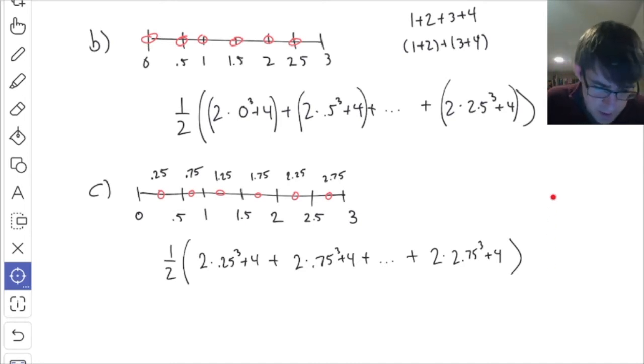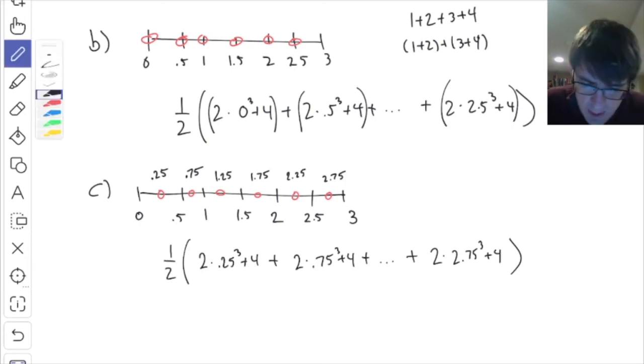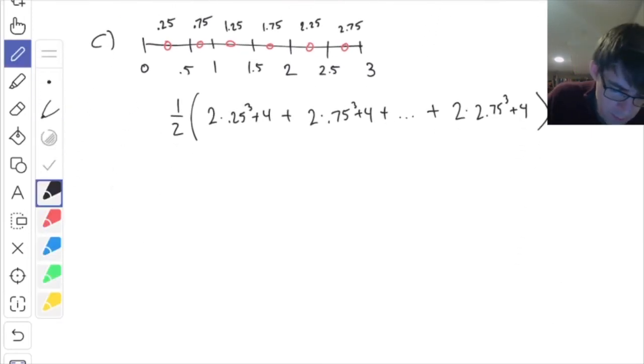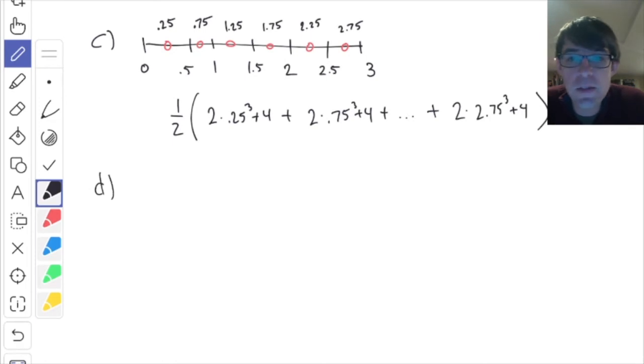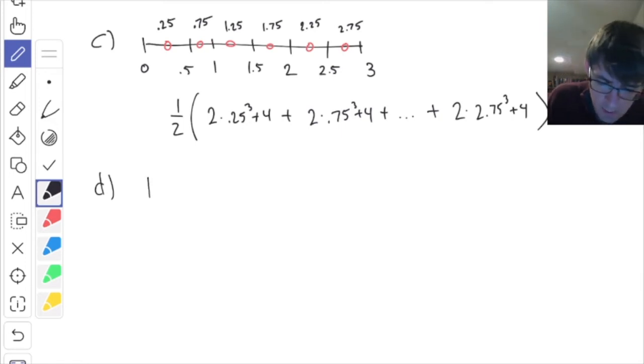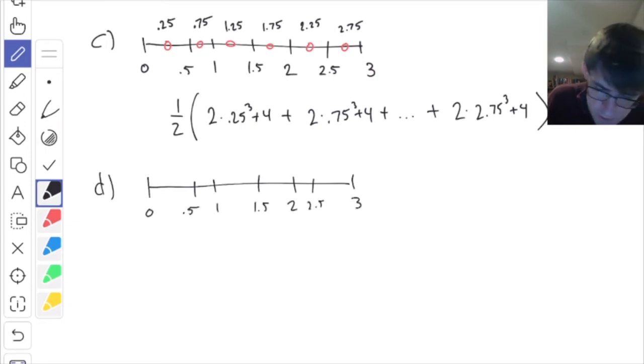Part D and E are slightly fancier ways to estimate the area under the curve, although you'll see it's not harder to do in your particular example. They are just theoretically fancier methods. So we are using the same interval, 0, 0.5, 1, 1.5, 2, 2.5, 3. Part D was the trapezoid rule.